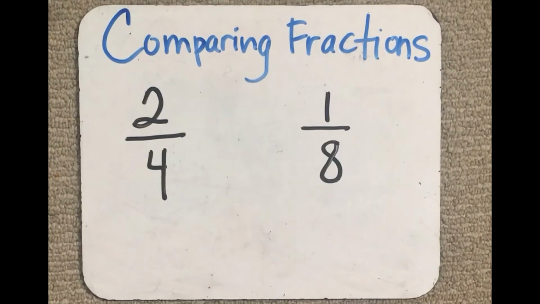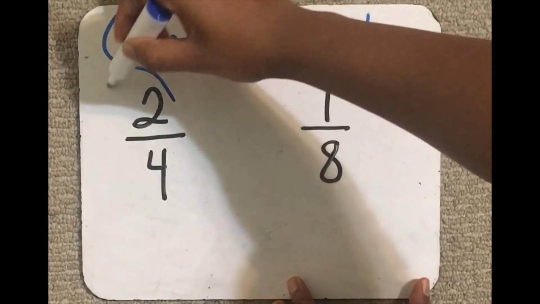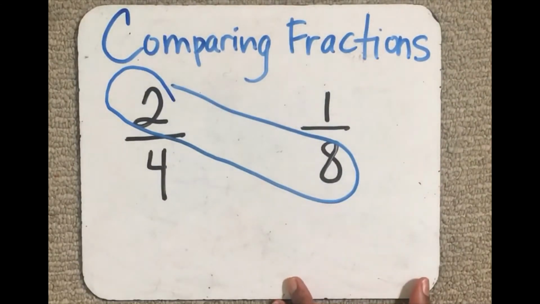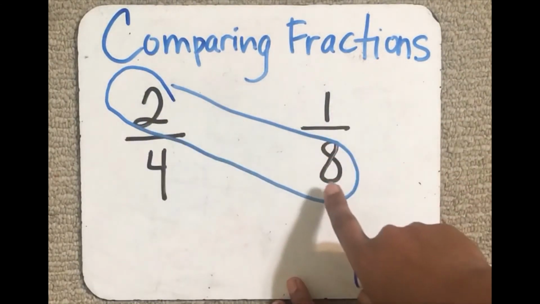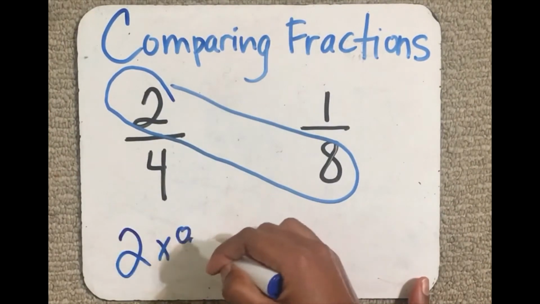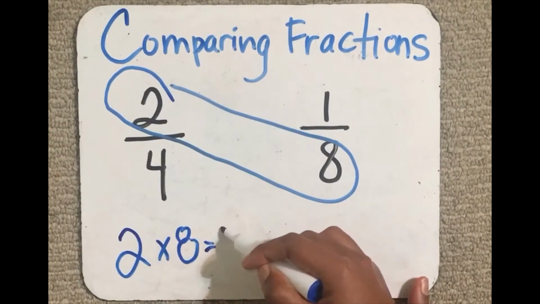So what we're going to do first is we are going to make a butterfly or cross multiply. We're going to take our marker and we're going to draw a circle around 2 and 8, like so. Then we're going to multiply the 2 times the 8. And 2 times 8 is equal to, yes, that's right, 16.